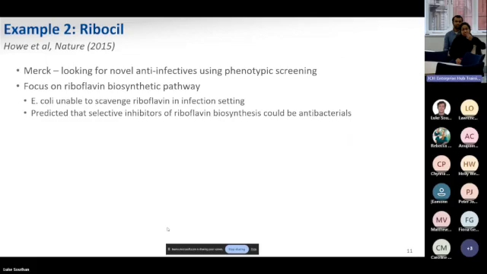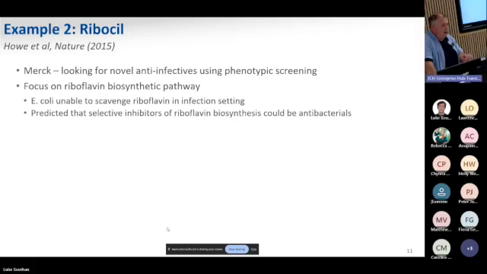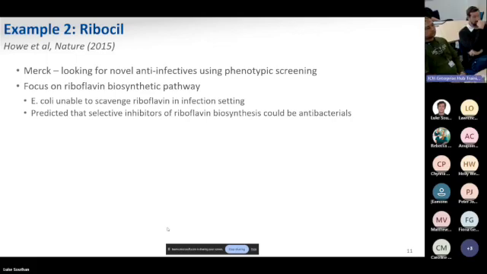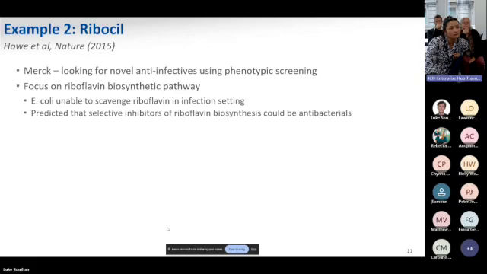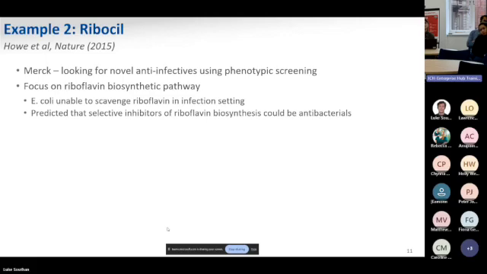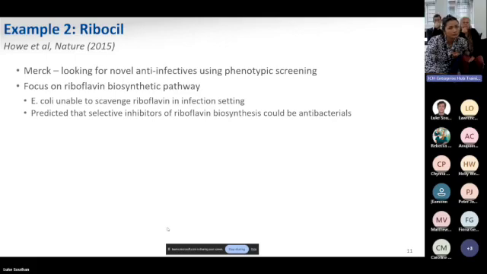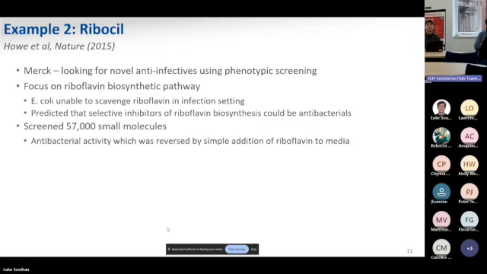They were focused on the riboflavin biosynthetic pathway, specifically the riboflavin biosynthesis in E. coli, because what they'd observed in their labs was that E. coli in an infection setting were unable to scavenge enough riboflavin and they died. So if you had a strain which was deficient in producing riboflavin, it couldn't survive in an infection environment. It was fine if you slosh it around in a 10 ml flask, but if you stick it in an infection, it died. So what they thought was, okay, if we can inhibit the riboflavin biosynthesis, that could potentially be a really nice antibacterial. So they did a quite small screen, 57,000 small molecules.